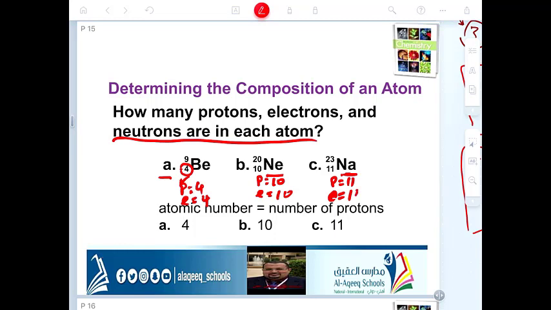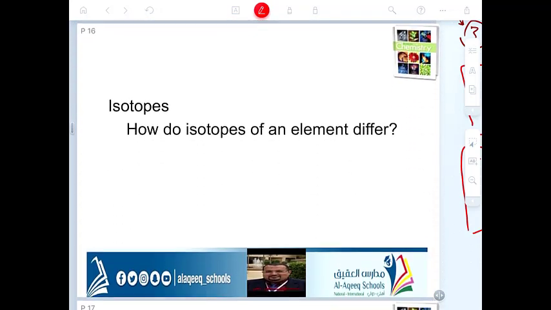What about neutrons? Make a subtraction, so easy. Neutrons here: 9 minus 4 is 5. Neutrons here: 20 minus 10 is 10. Neutrons here: 23 minus 11 is 12. So we got all of the components of each element or atom in this exercise.